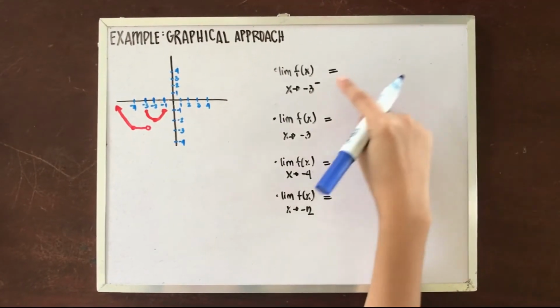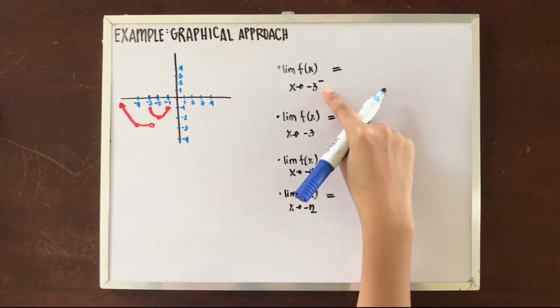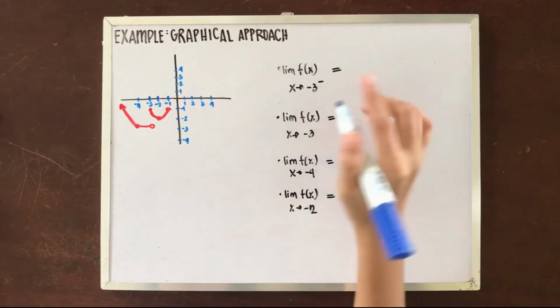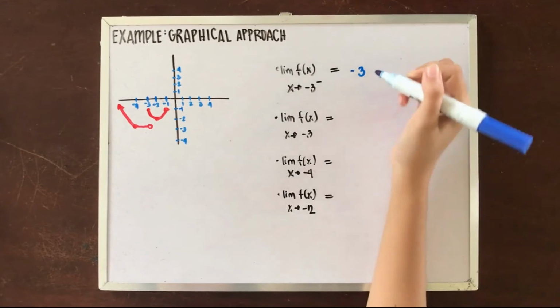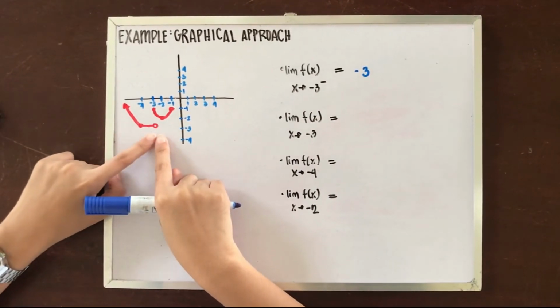Now let's take a look at the limits we need to determine. First, the limit of f of x as x approaches negative 3 from the left. Based on the graph, the answer would be negative 3 since the value adjacent to negative 3 on the x-axis is negative 3 as well on the y-axis.